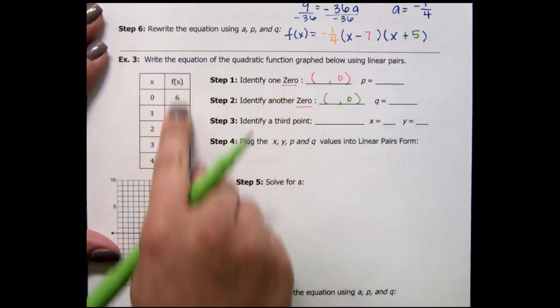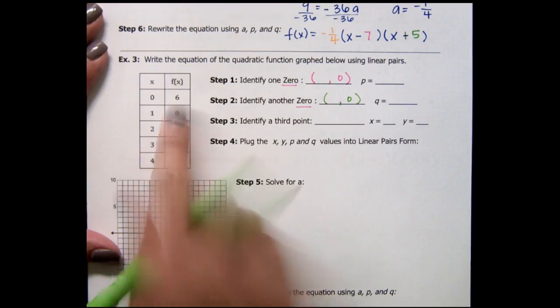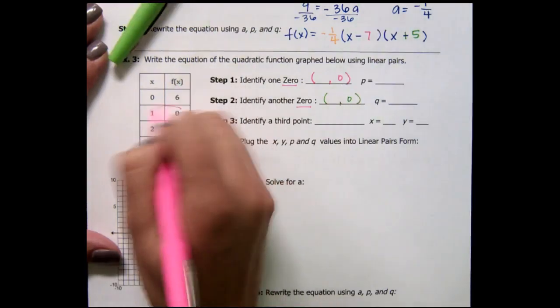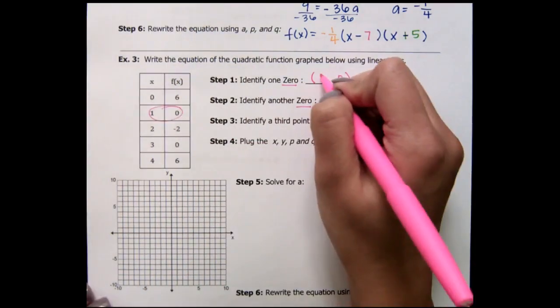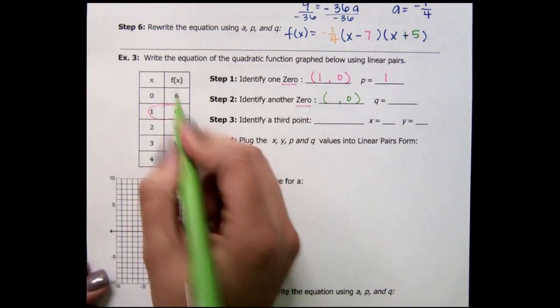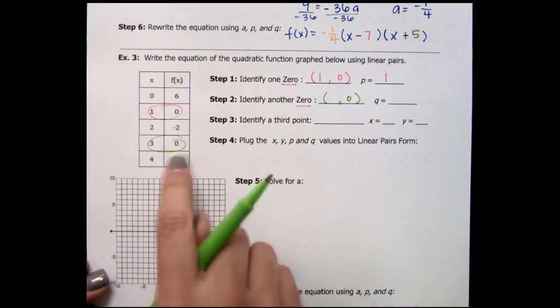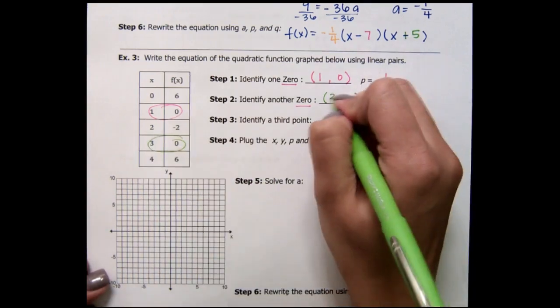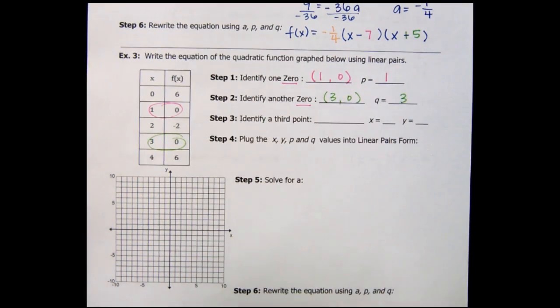So all I need to do is look on the y side. Well, here's one of the zeros. So that means this is 1, 0. So p is 1. On the y side, here's another 0. So my second 0 is at 3, 0. So q is 3.